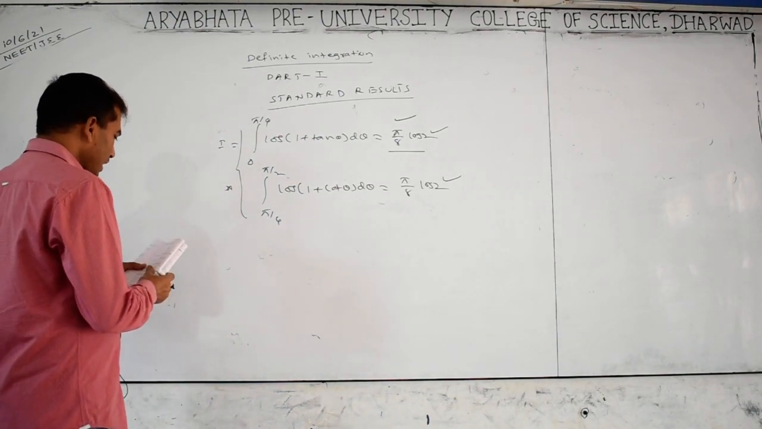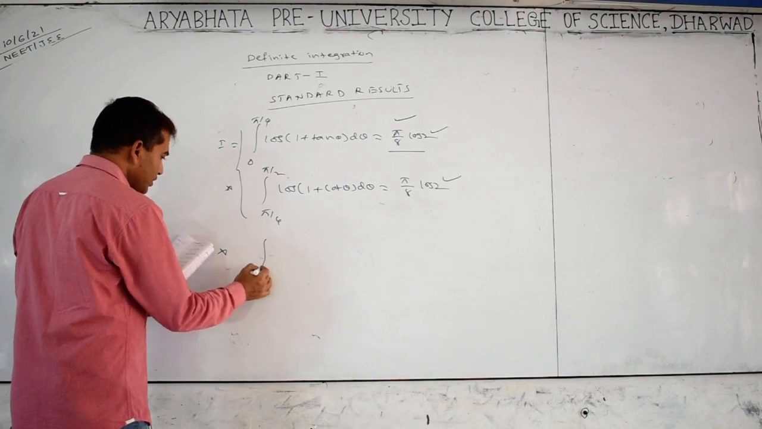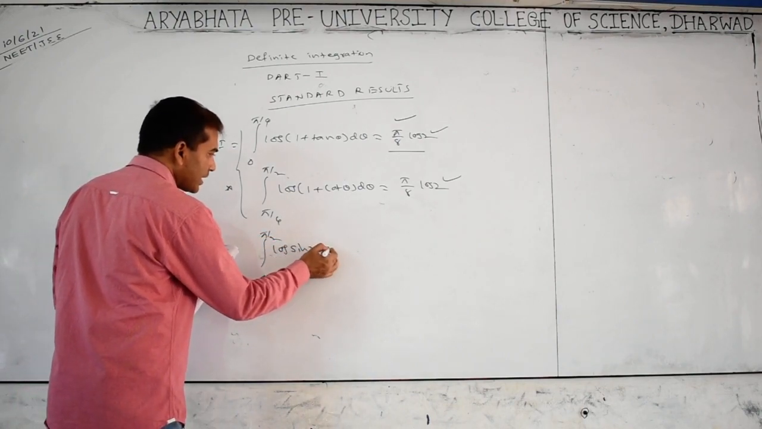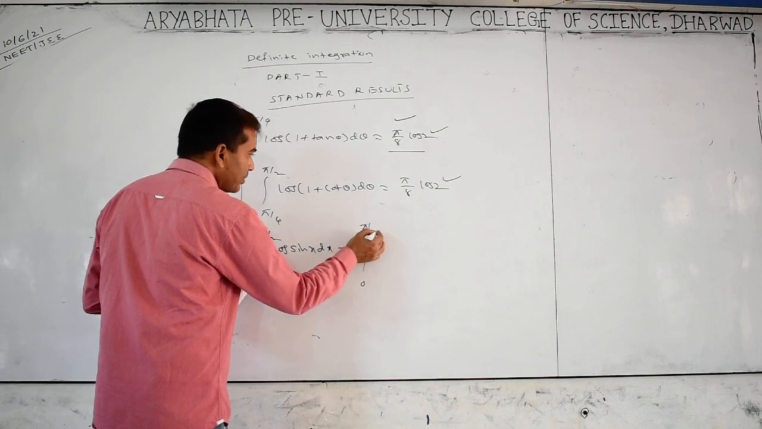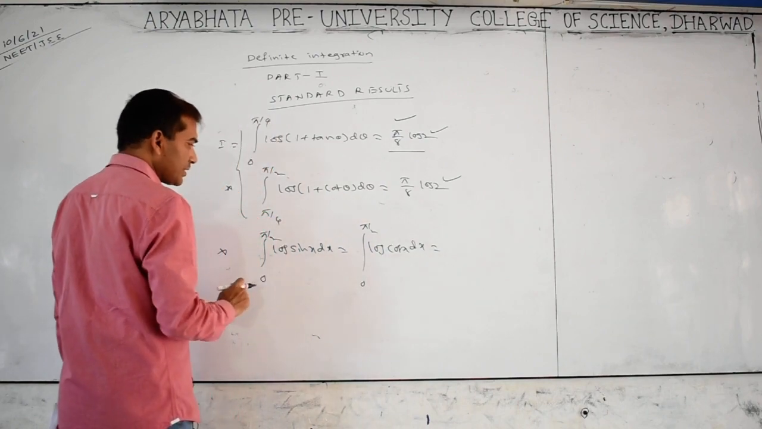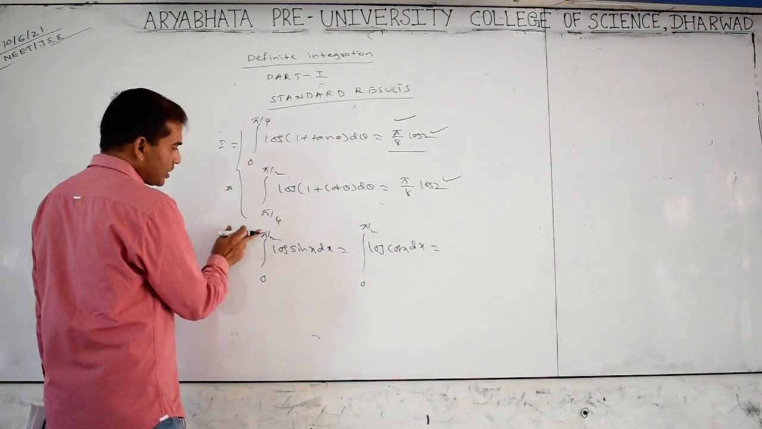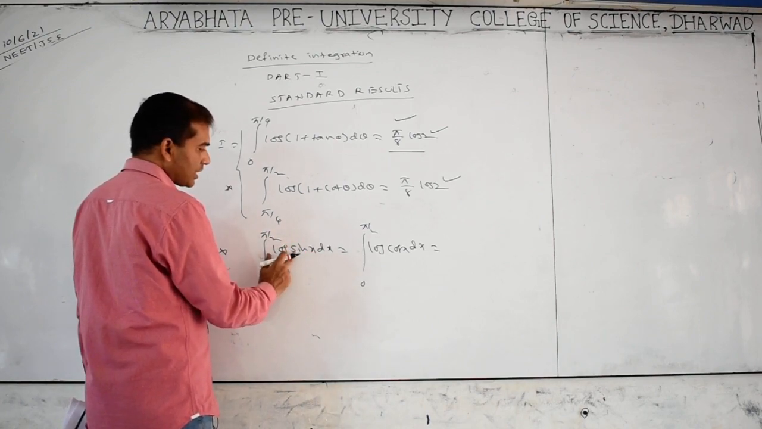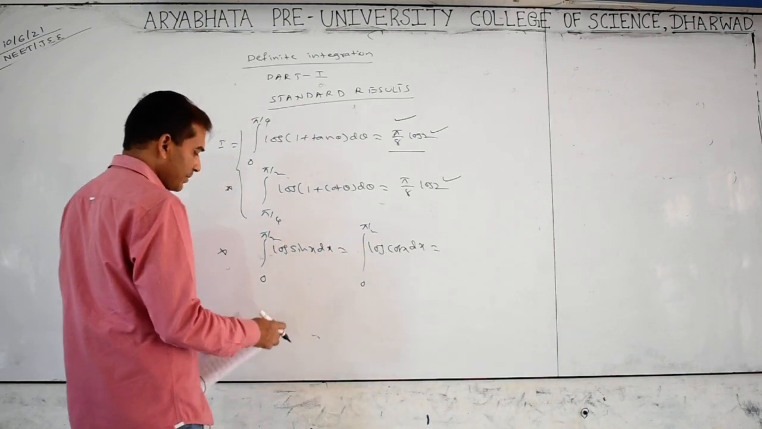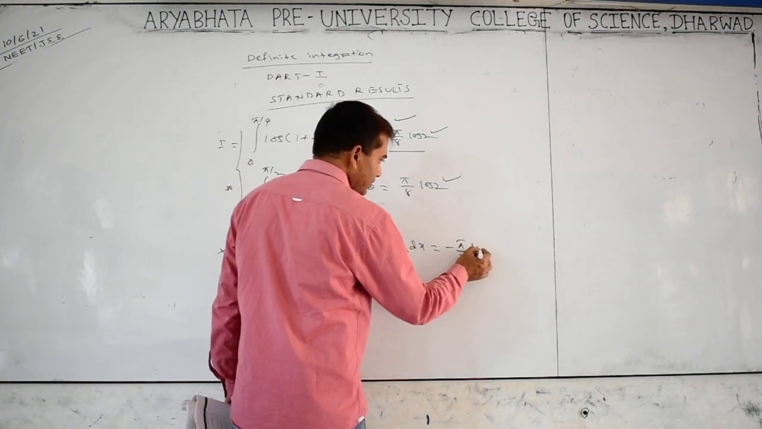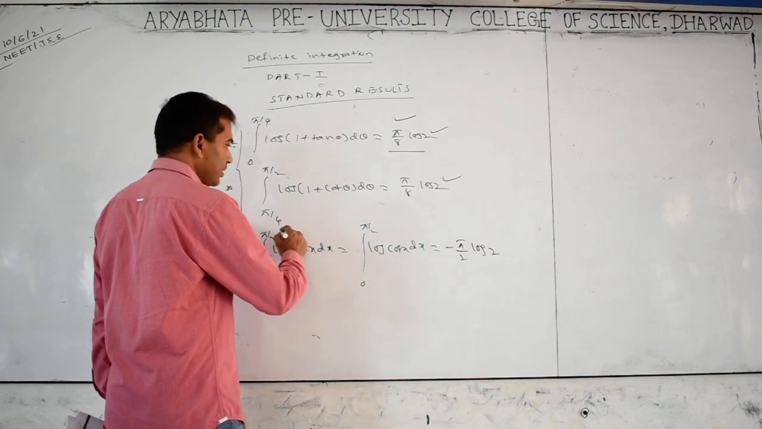Next standard result: integration from 0 to pi by 2 of log of sin x dx and from 0 to pi by 2 of log of cos x dx, both are equal. Because by the property from 0 to a, x replaced by pi by 2 minus x, sin becomes cos, so log cos x, both are the same, which equals minus pi by 2 log 2. Minus pi by 2 log 2, important.